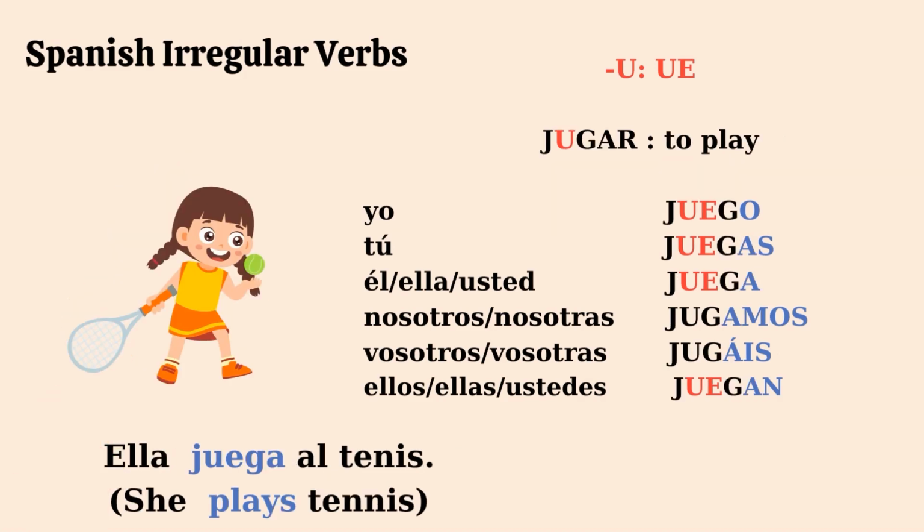In the last group we have only one verb. Yes, only one verb, just jugar. And the u sound in the root becomes ue when we conjugate it. So, juego, juegas, juega, jugamos, jugáis, juegan are the conjugations of the verb.